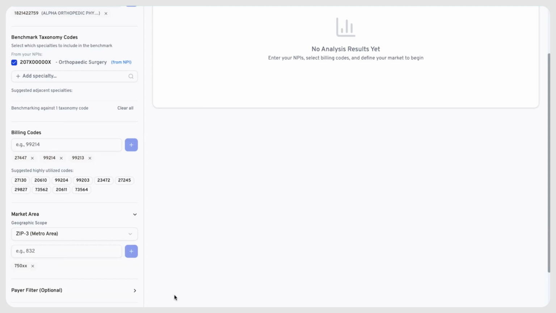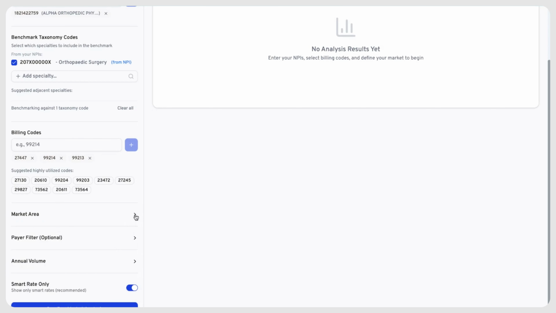We could go all the way to the zip 5, which would be hyper local, or we could go statewide and look at the entire data set. For this, I'll just keep zip 3. There's a good density of providers and orthopedists as we saw on the map, so I'm not worried about that.